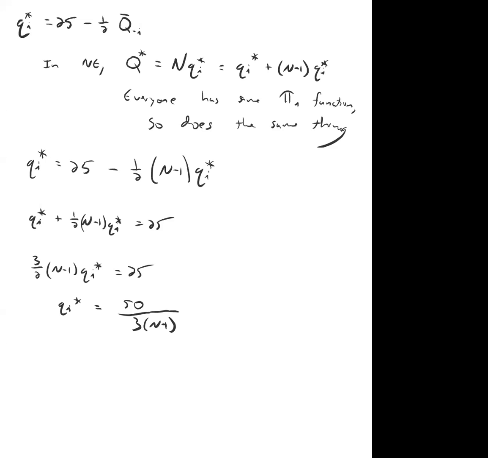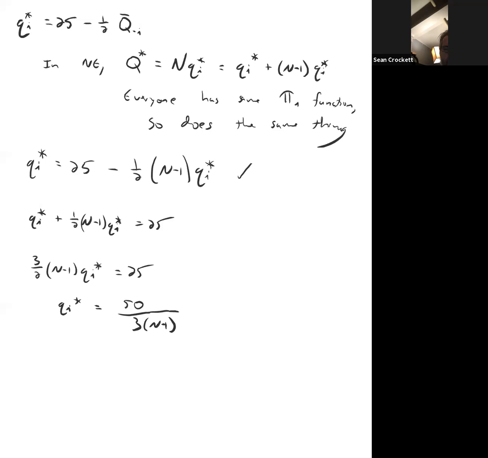So it would be qi star equals 25 minus half multiplied by 3qi squared, and then you get 5 over 2 qi star equals 25, and then you just divide that out and it'll be qi star equals 10. Is this step okay? This first step?